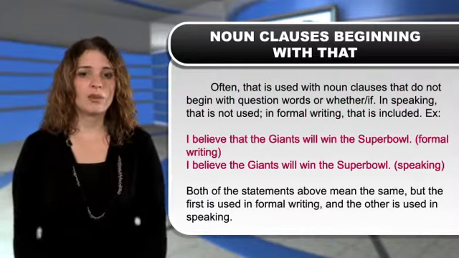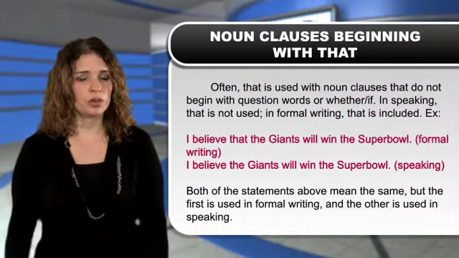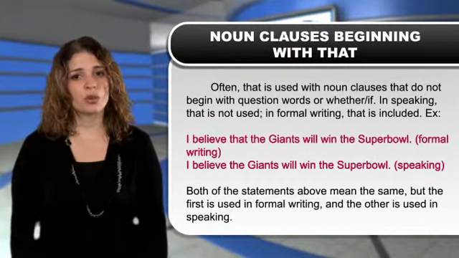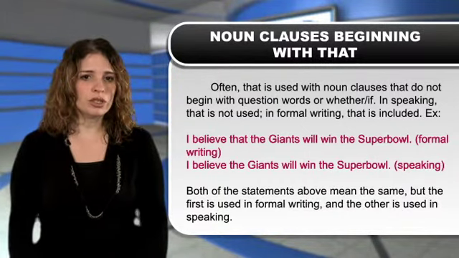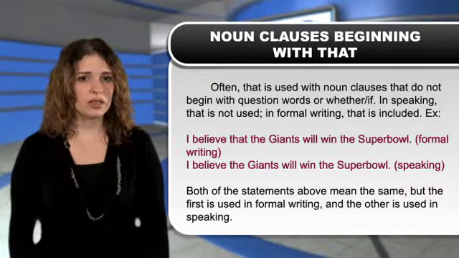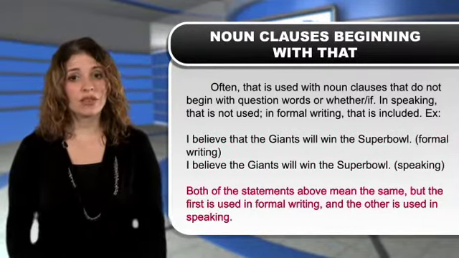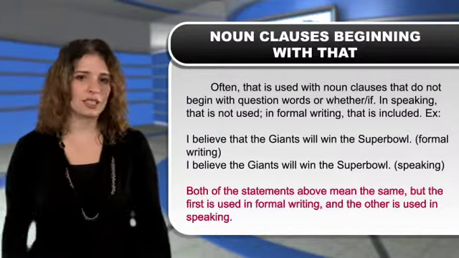For example, I believe that the Giants will win the Super Bowl. We use that, so we use it in formal writing. I believe the Giants will win the Super Bowl. We excluded that, and so we're using it while we speak. Both of the statements above mean the exact same thing, but the first is used in formal writing and the second is used in speaking.